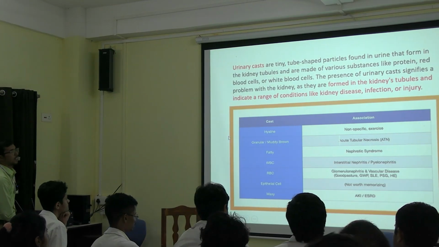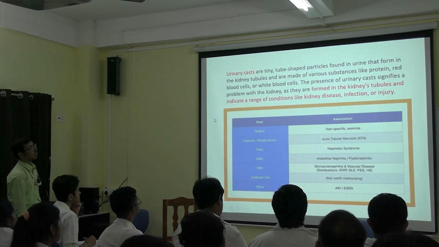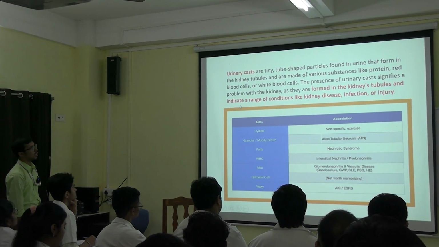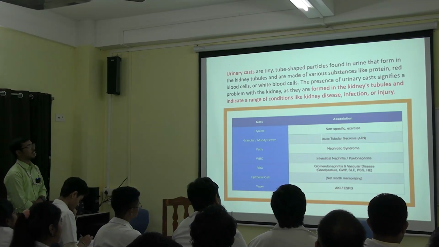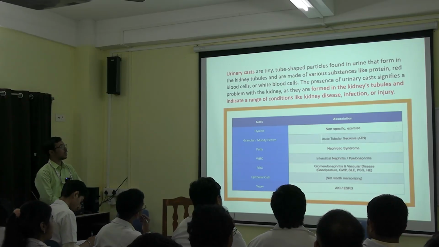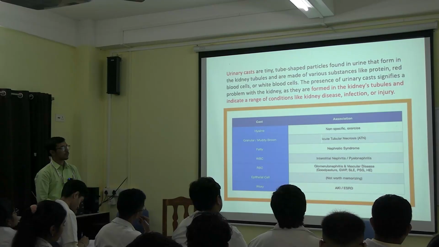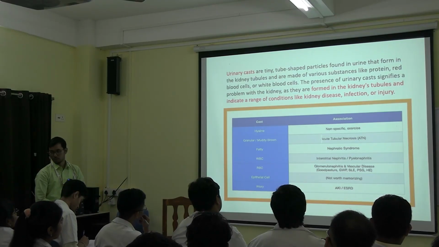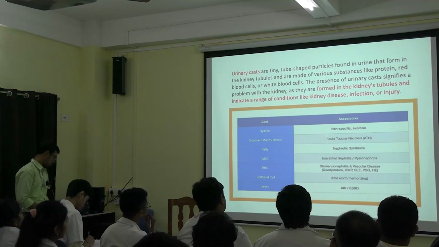Casts are tiny tubular shaped particles found in urine that are formed in kidney tubules and are made up of various substances like protein, red blood cells and white blood cells. The presence of urinary casts signifies a problem in the kidney. They are formed in the kidney tubule and indicate a range of conditions like kidney diseases, infection and injury. So there are certain diseases in which specific urinary casts are found.